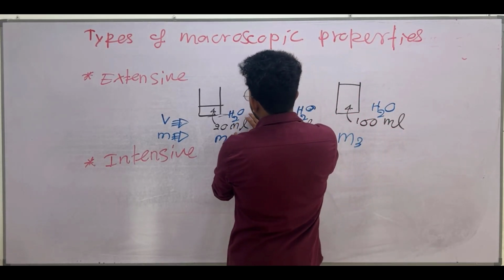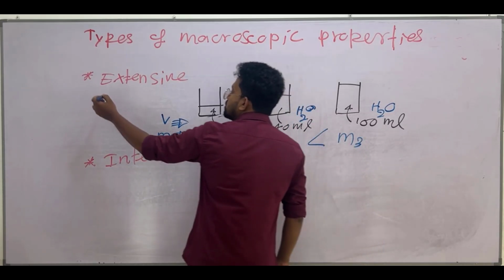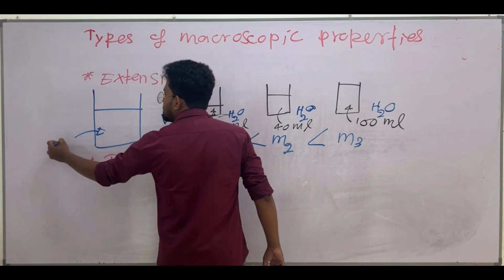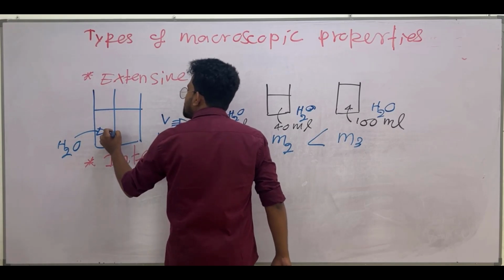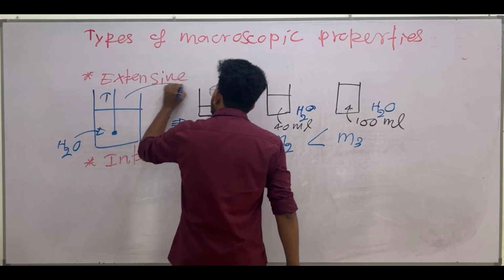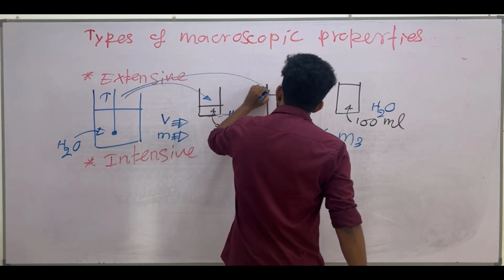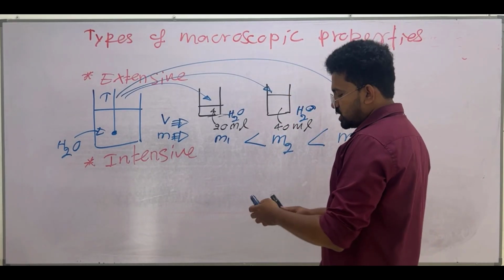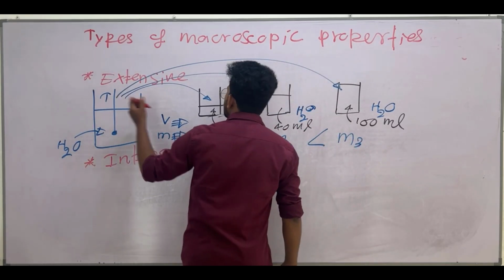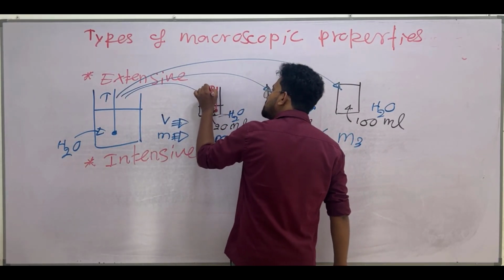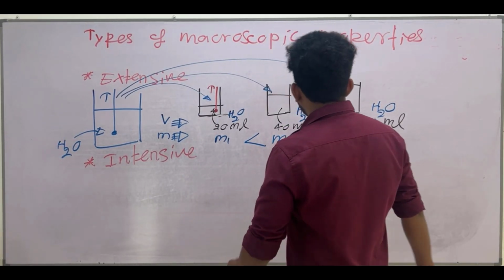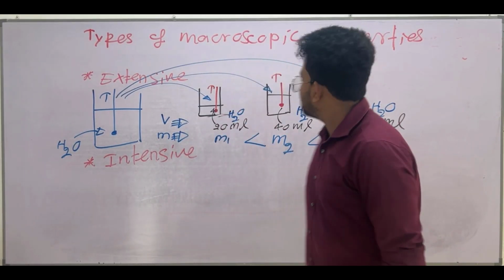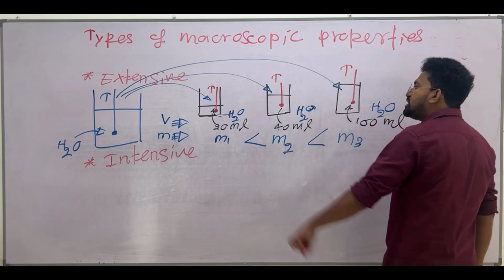So if we consider all of these samples, we get them from the initial sample of water, H2O. If we measure the temperature here, that is T, and we get that from the initial sample. Here also we get that, and here we also get that. If we put a thermometer here and measure the temperature, it should also be T, and here also it should give T.